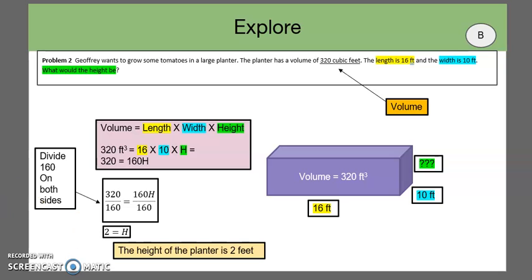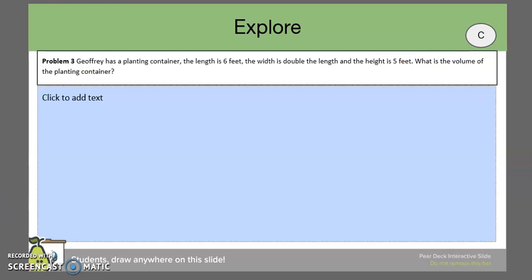We're going to go over one more problem. Jeffrey has a planting container. The length is 6 feet, the width is double the length, and the height is 5 feet. What is the volume of the planting container? So again, pause the video, create a diagram, and see how you can work through the problem, and we'll compare your answer with the ones that I provided on the next slide.